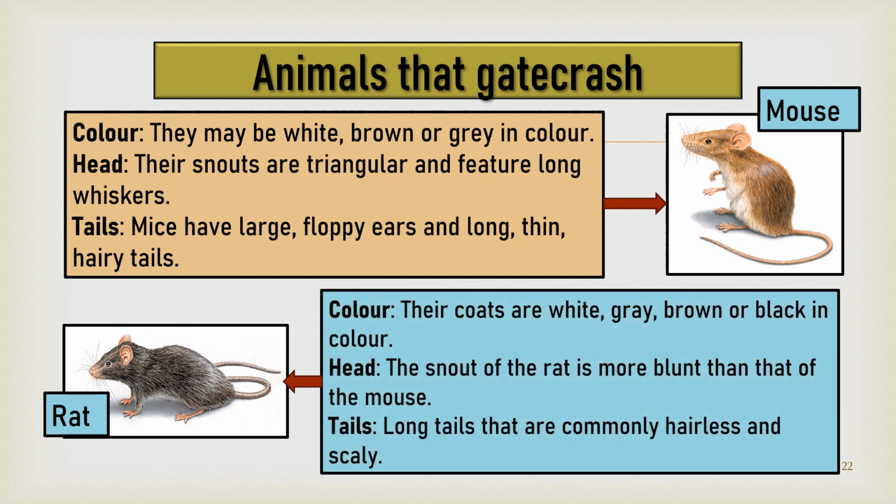Yes. Can you observe these pictures carefully? You will understand that the snouts of the mice are triangular and they feature long whiskers, whereas the snout of the rat is more blunt than that of the mouse. Mice have long and thin, hairy tails, whereas the rats have hairless and scaly tails.